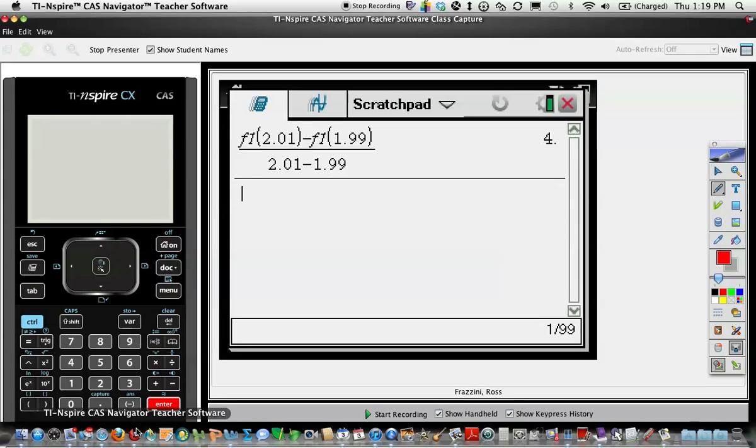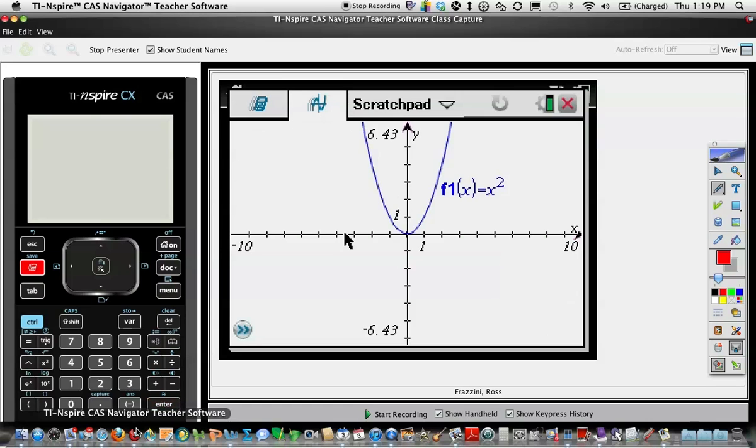Okay, go back to your graph. Everybody go back to their graph. Now let's do the thing we did yesterday in Appendix A. Let's literally zoom in. So let's trace.